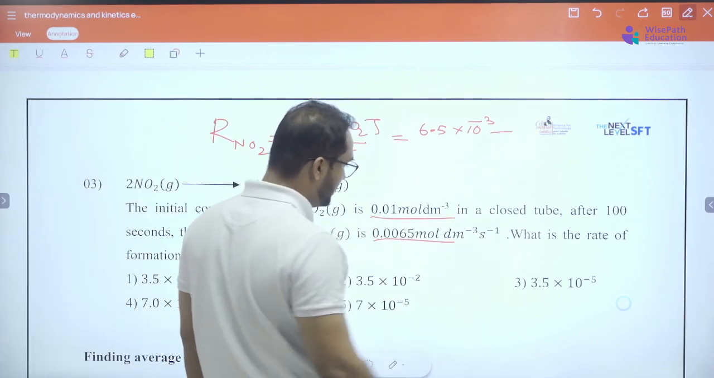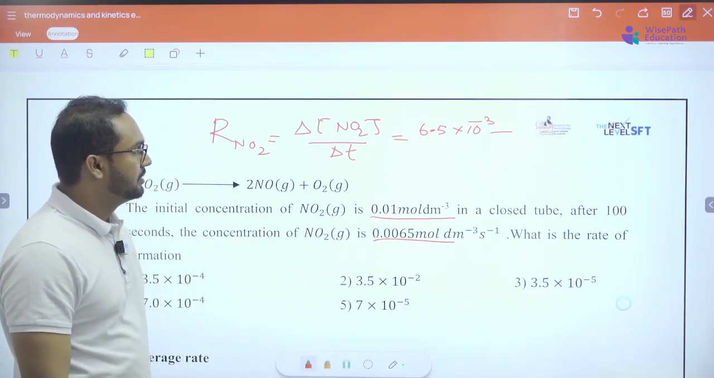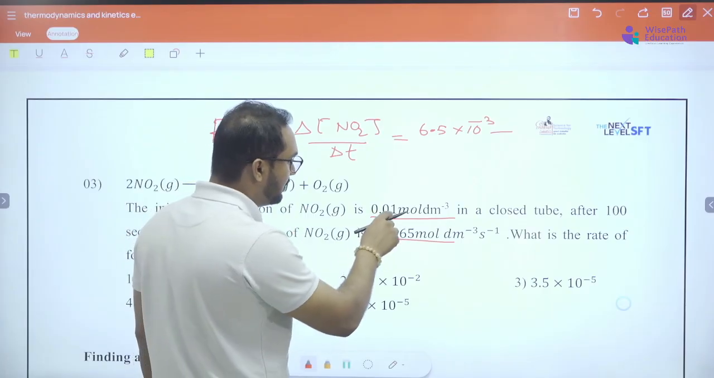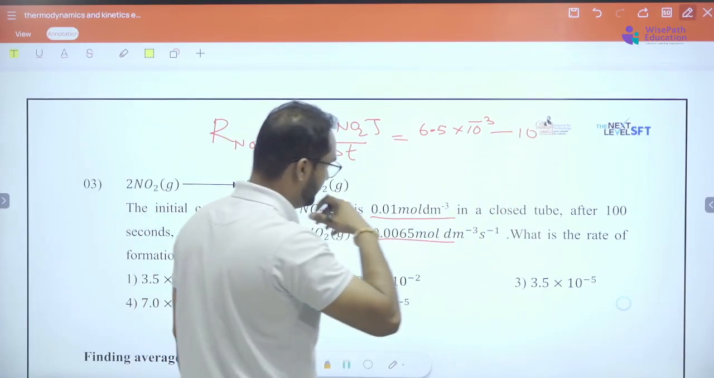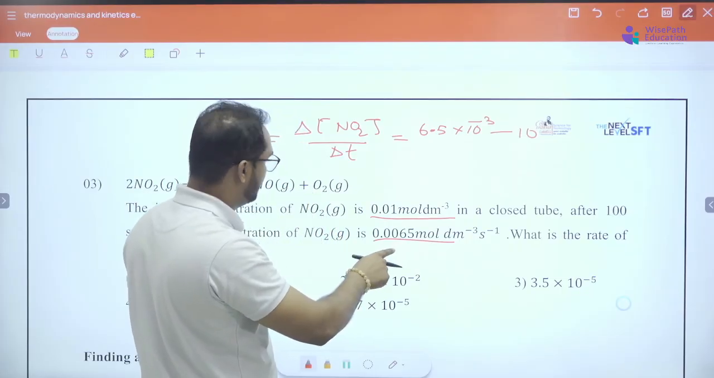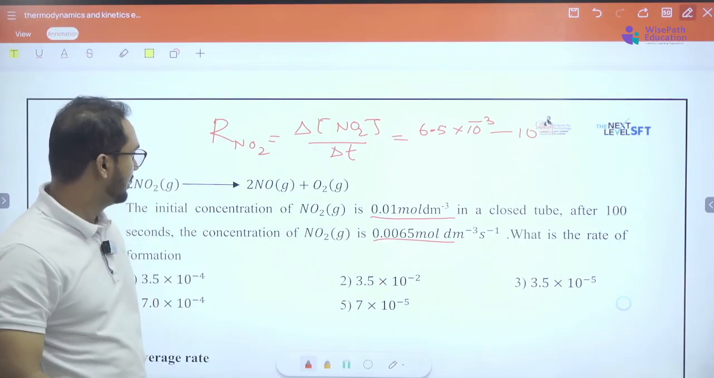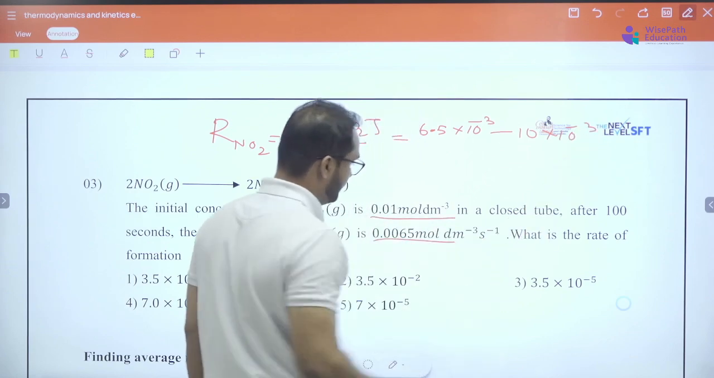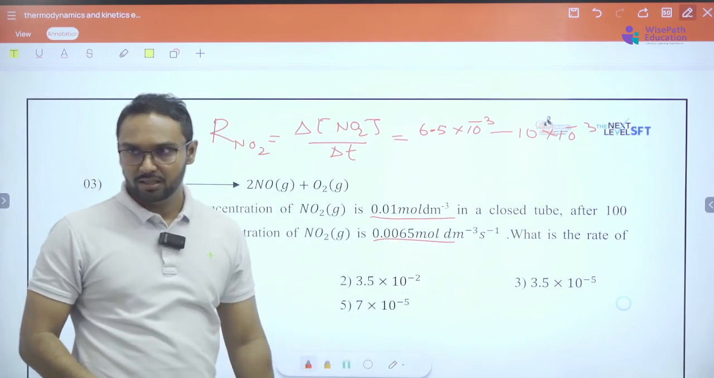Minus the initial, which is 0.01. If I take the same power, that will be 10 into 10 to the power minus 3. This is the final, right? Initial is this. This is the final. So it's 10 into 10 to the power minus 3.